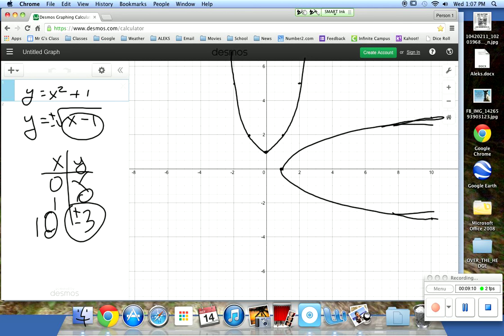3? Yeah, we could have used 3 also. I didn't even think of 3. Because if we would have gone to 3, we should be here at 2, right? Plus or minus 2. So actually it's going like this. Okay? All right.